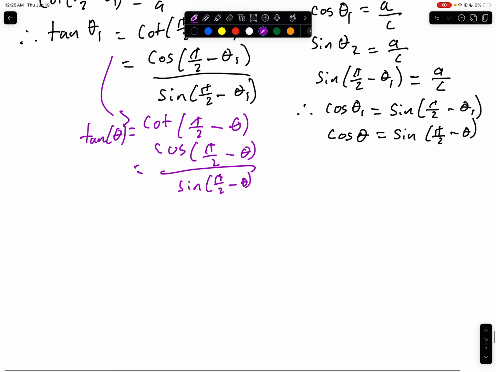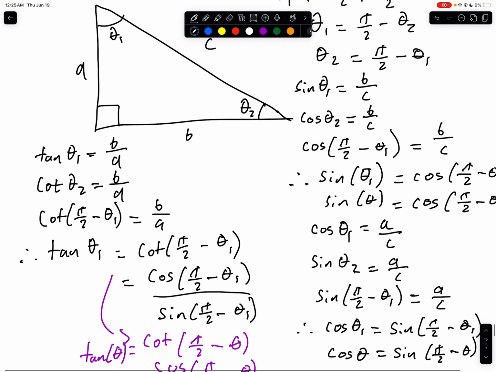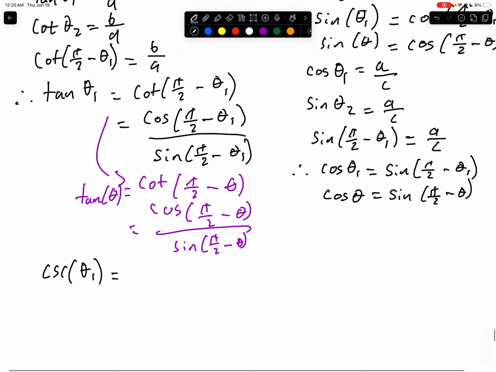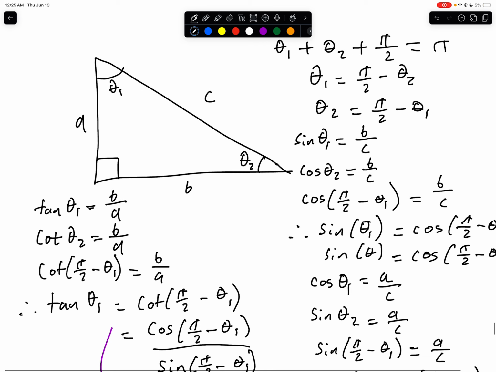And so now, let's see if we can figure out another relationship here. I see we can do cosecant of, I don't know, theta 1. This is going to be, again, hypotenuse over opposite. And so then this will be c over b.